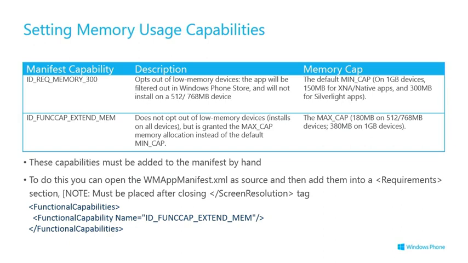If you set ID_REQ_MEMORY_300, then your app will not be offered to the low-end devices, the 512 or 768 megabyte devices. So it will be filtered out in the Windows Phone Store and will not install onto those devices. But it will still be offered for installation on 1 gig devices, and you'll get the min cap as normal. So those are the two options you can use for adjusting your memory threshold. You just have to ask for these things if you have strange additional memory requirements.